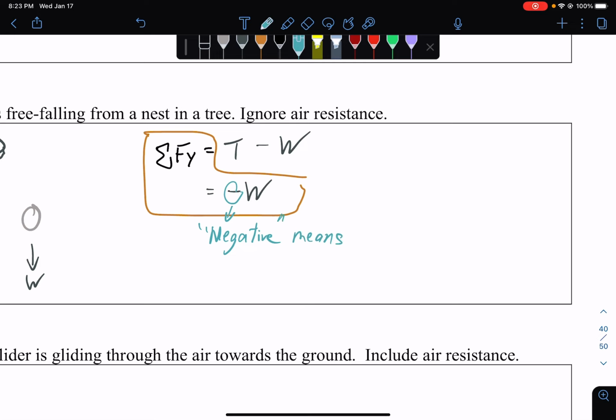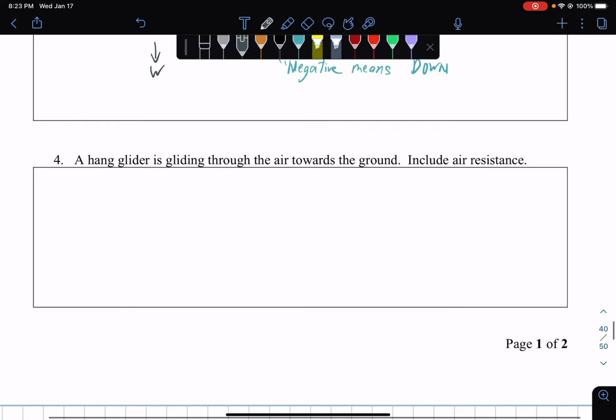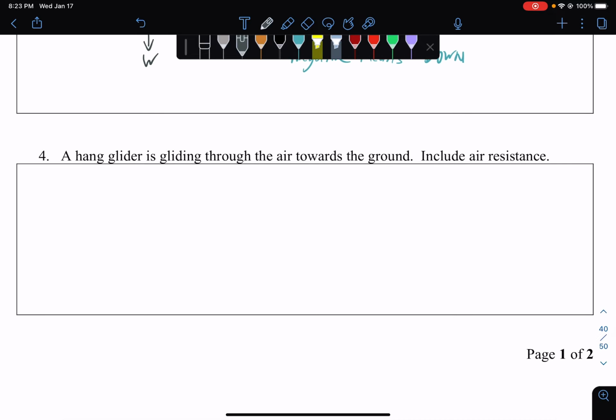Negative means down. The object is going down. So, for number 4, a hang glider is gliding through the air towards the ground. So we have to include the air resistance. I'll just draw the hang glider as a box, gliding through the air towards the ground. So there has to be some action in terms of the Fx, that is the applied force and the frictional force.